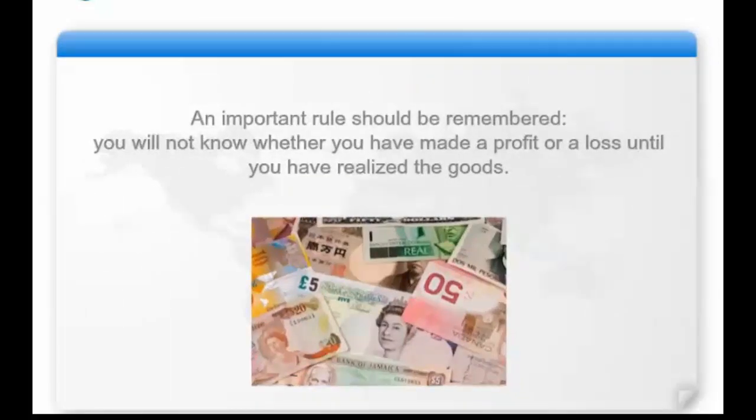There is one very important rule to remember. Until you cash in your goods, there's no way of knowing whether you've gained or lost.